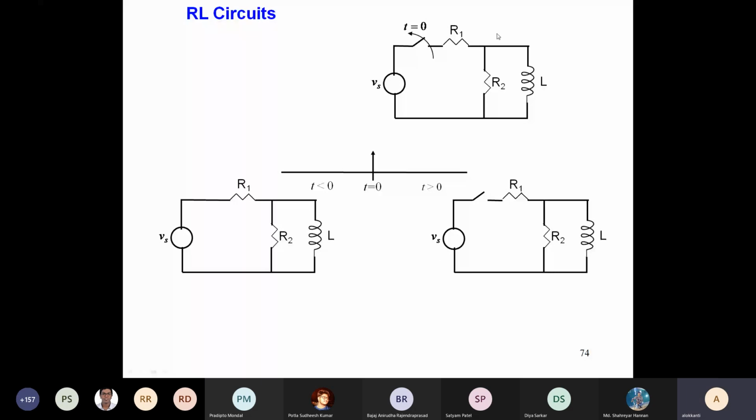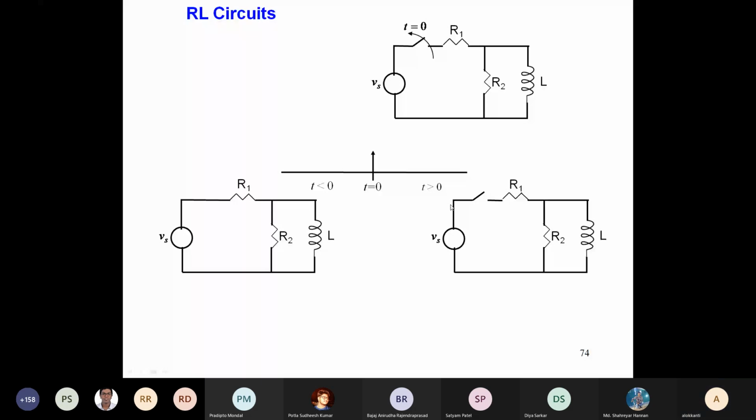This is the circuit on the top right, where there are two resistances R1, R2, and there is an inductor in parallel with R2. The switch is shown such that at t equal to 0, the switch is opened. Before t equal to 0, that is at t less than 0, the source was connected to the circuit. The bottom left side was the circuit for t less than 0. But at t greater than 0, since the switch was operated, this is the circuit. So the source is basically disconnected from the circuit.